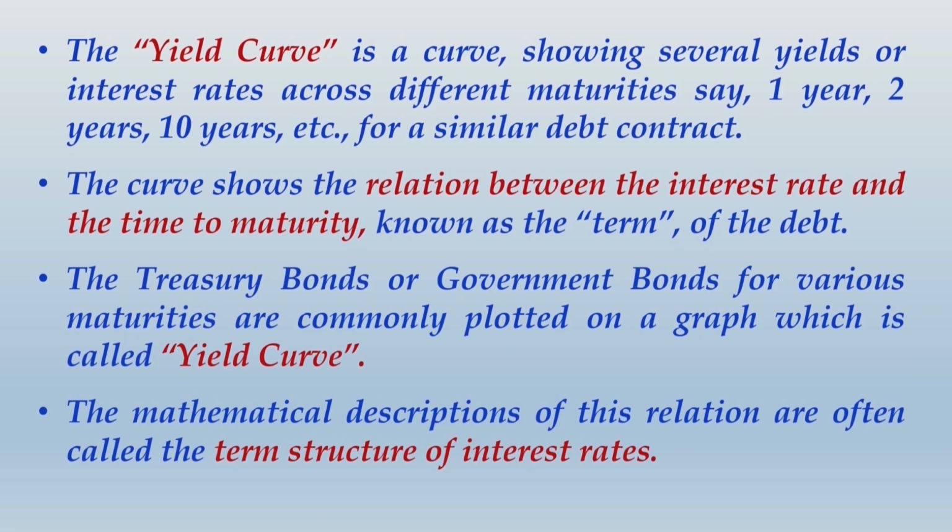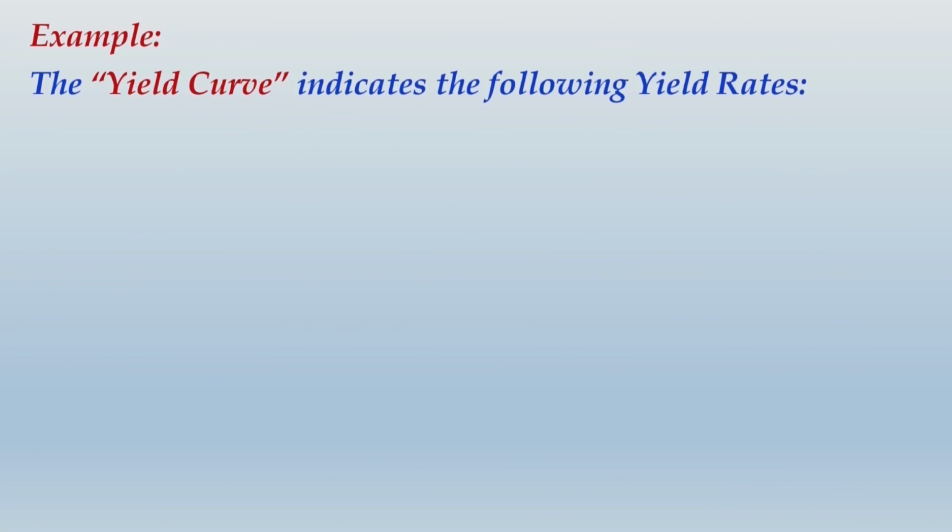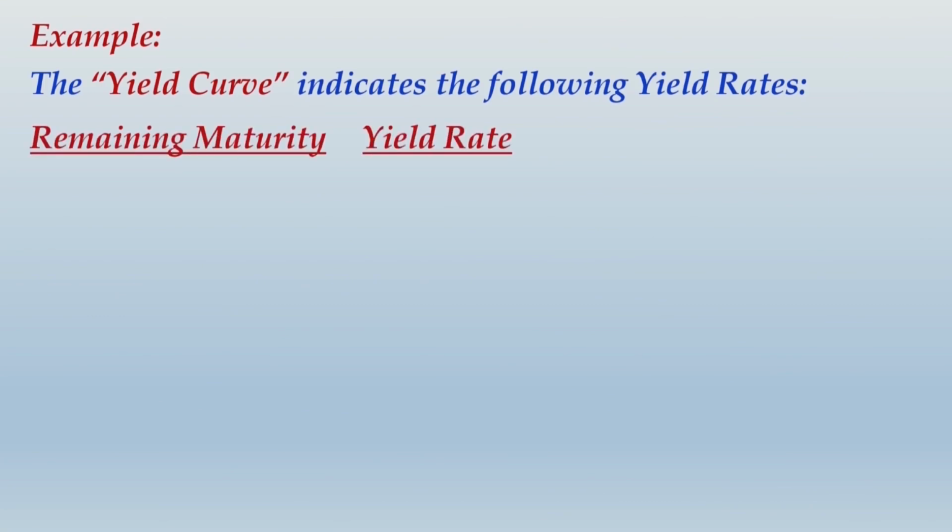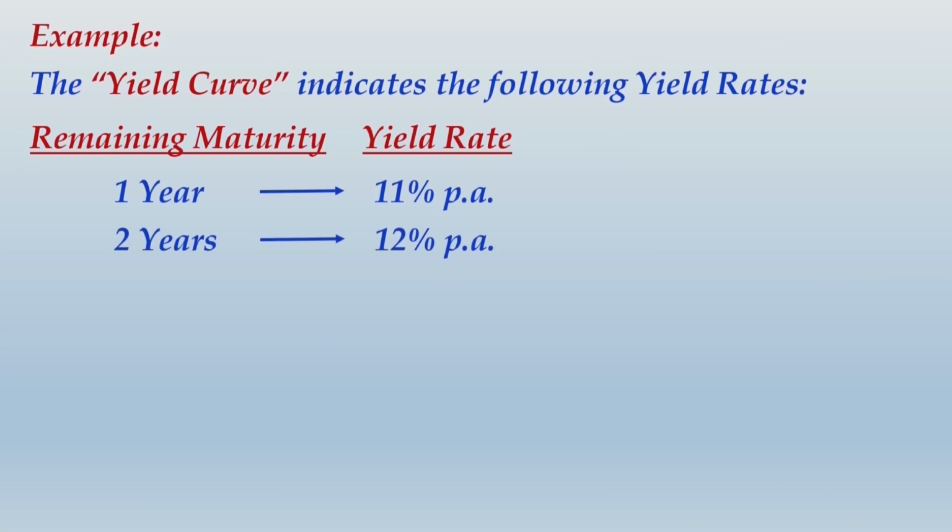Let us move ahead and take some calculative examples where we can connect the concept of yield curve with the forward rates. Very, very important. So pay attention to this example. The yield curve indicates the following yield rates. So you have remaining maturity and yield rate. So 1 year remaining maturity, say it is 11% per annum. 2 years remaining maturity, it is 12% per annum. 3 years remaining maturity, it is 12.2% per annum.